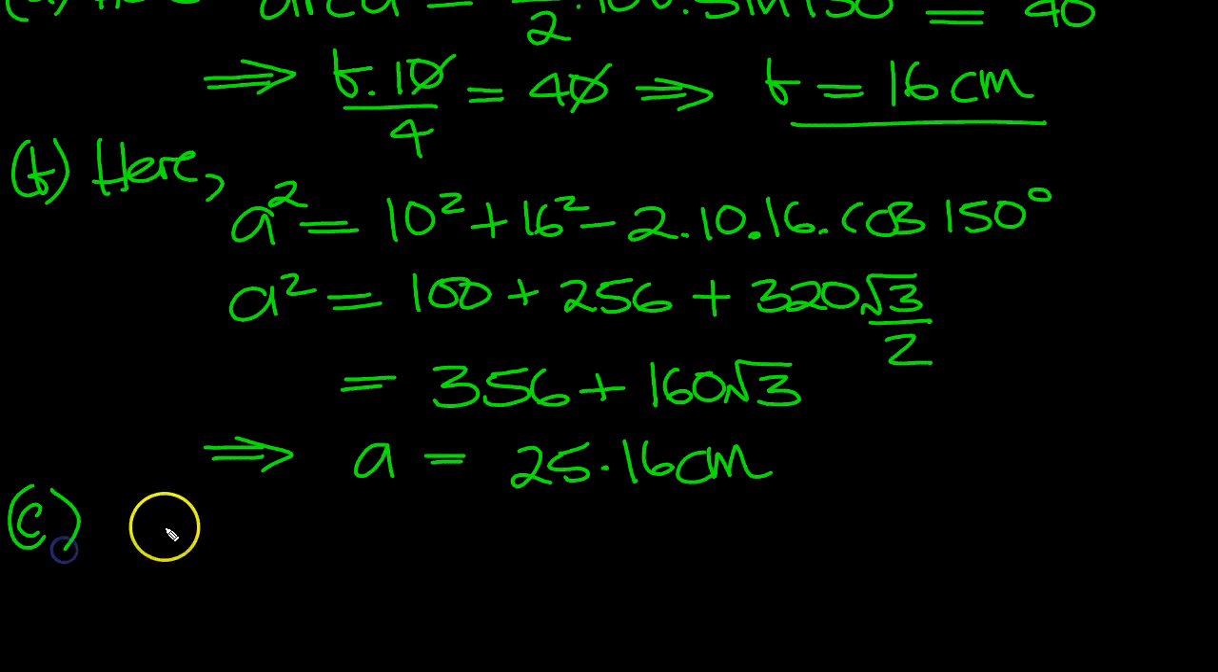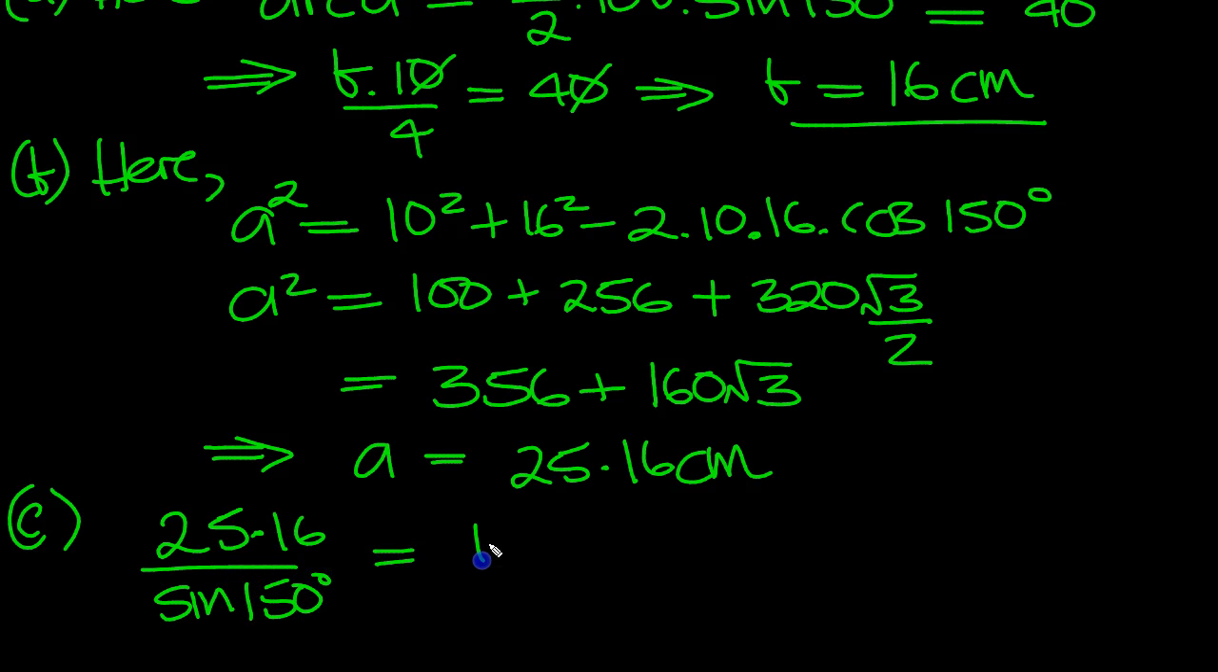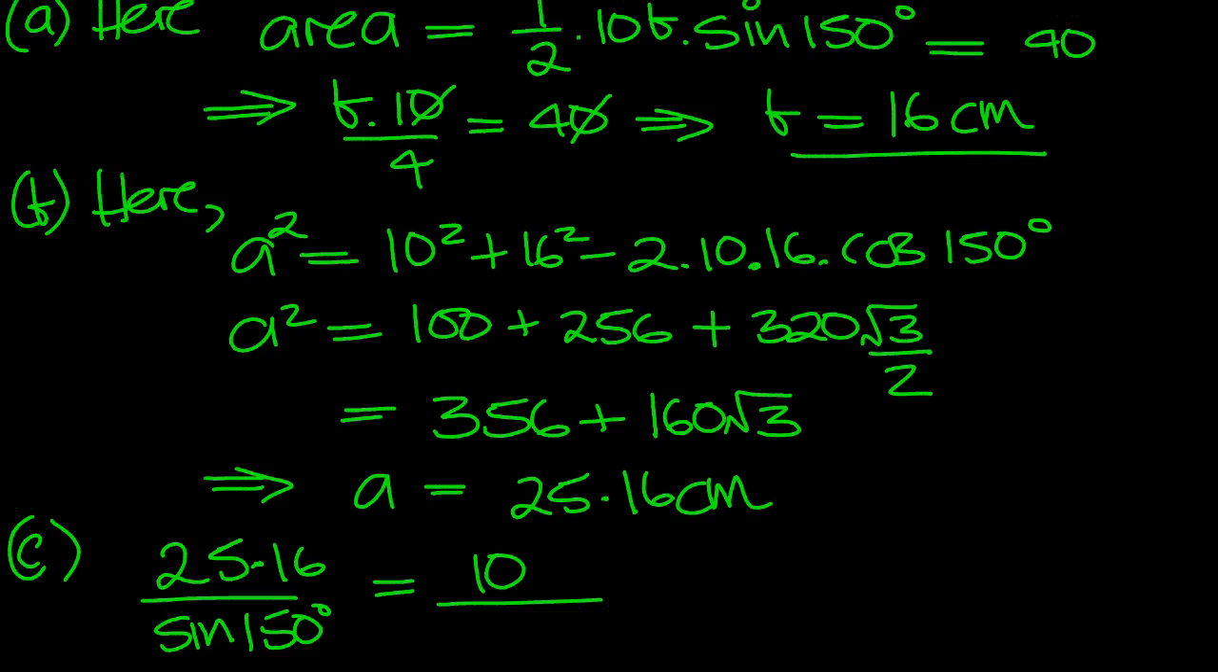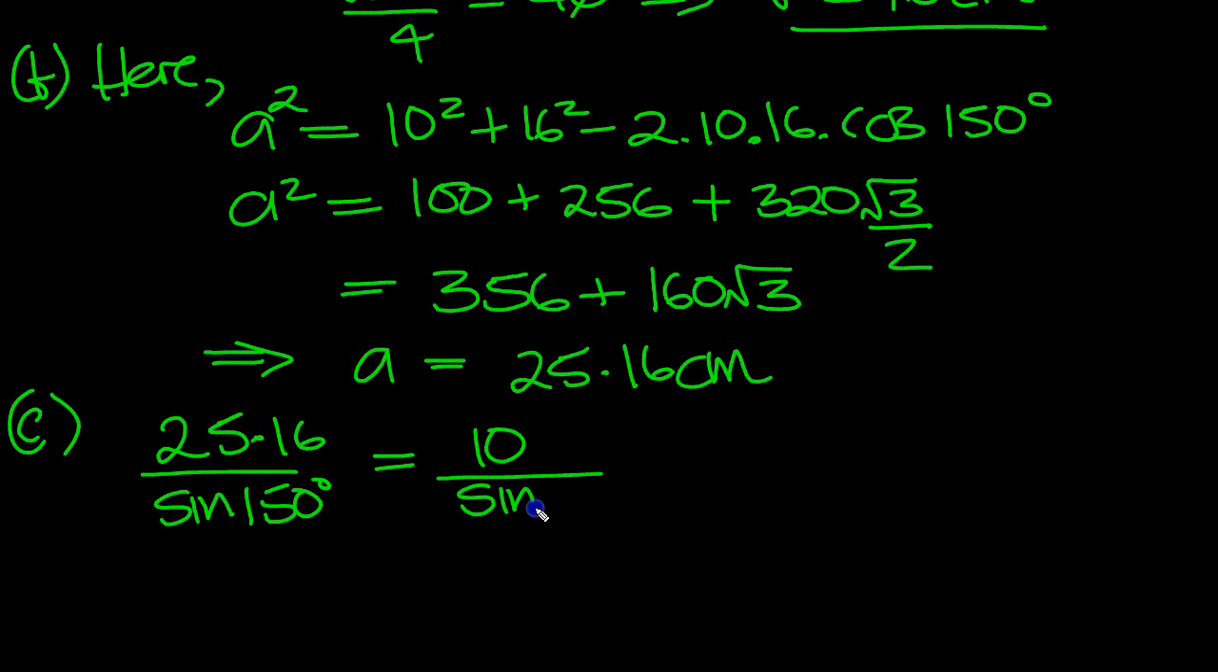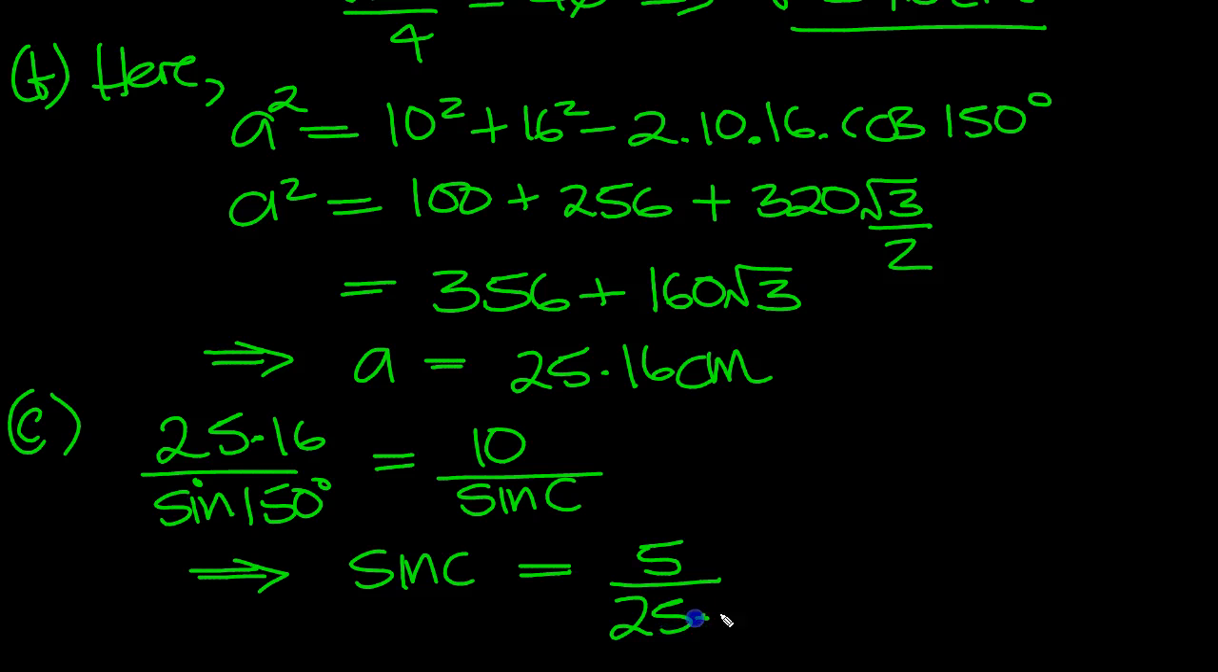So part C. 25.16 over sine 150 is equal to the 10, wasn't it, on that side, over the sine of angle C, 10 over sine C. So that tells us what sine C is. Let's just move things around. Sine C is equal to, so I've moved that up there. Sine 150 is a half, so when I move that up here, 10 times a half is 5 over 25.16. Okay, so C equals then, so shift sine on that.